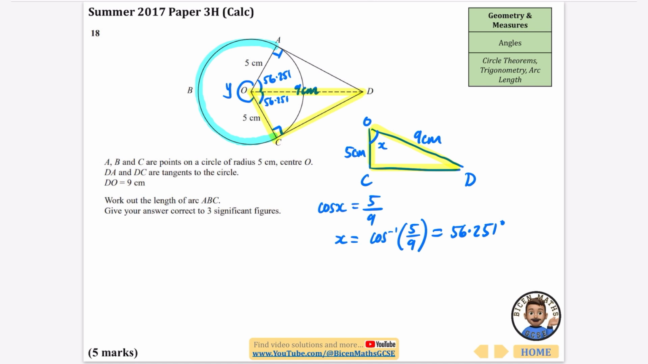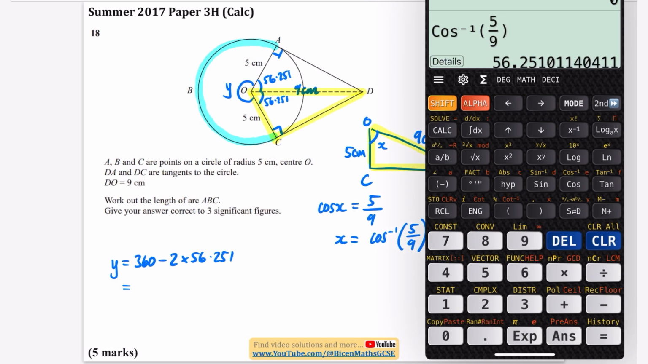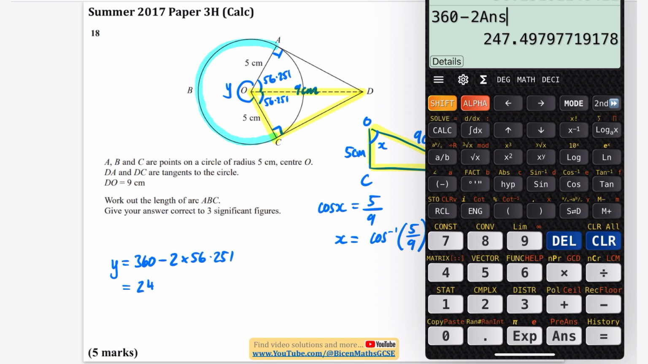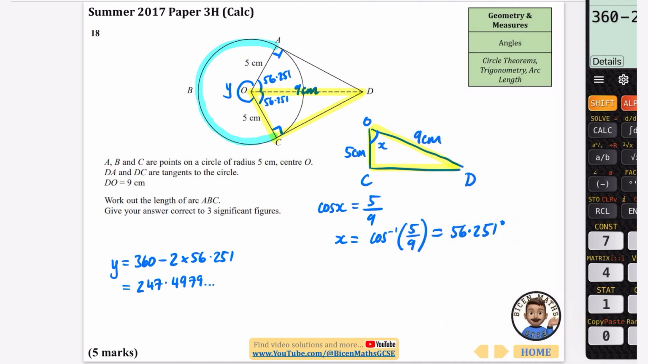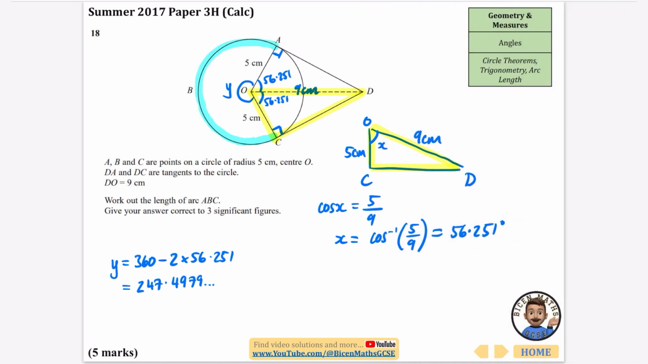So if I want to find out what this angle here is, y, I can say that y is equal to 360 minus 2 times 56.251. I'm going to just do that on my calculator. It's already stored as the answer on my calculator. So I can do 360 minus 2 of the answer, which is 247.4979 and so on. So all I need to do is to find the arc length of this section. So the arc ABC, well, the whole circle is going to be the circumference of the whole circle. That would be pi multiplied by the diameter, which is pi multiplied by 10 in this case.